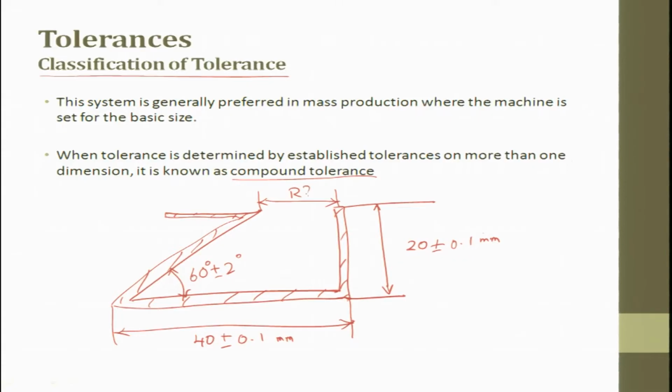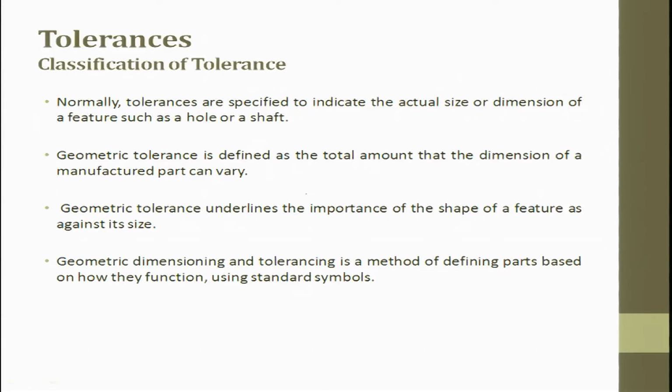So, we have to find out R. So, this is a compound tolerance. Normally the tolerances are specified to indicate the actual size or dimensions of a feature such as a hole or a shaft. So, the next tolerance we are going to see is the geometric tolerance.